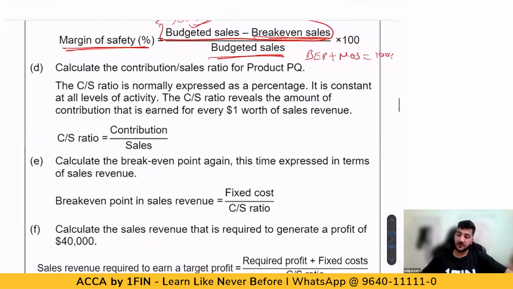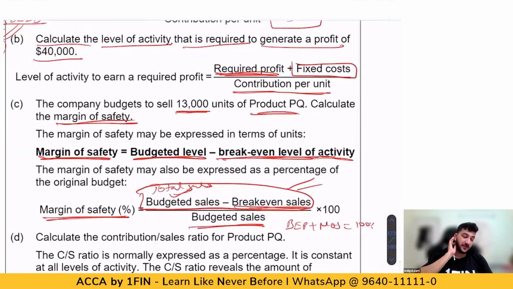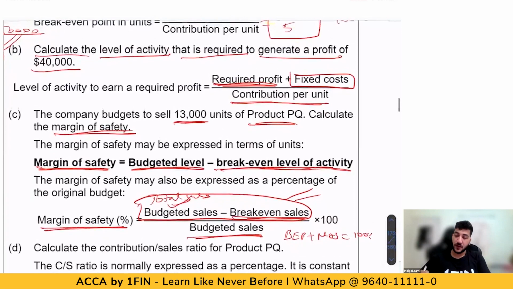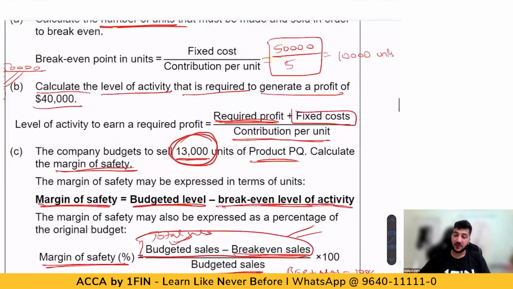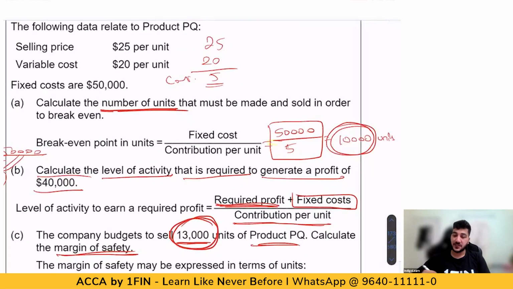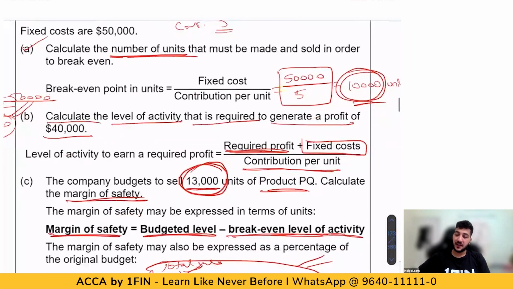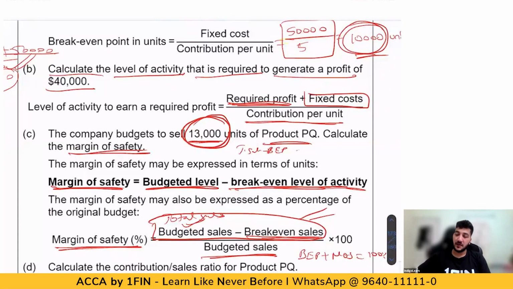We'll calculate this. So tell me, what is the margin of safety? If the company budgets to sell 13,000 units, and we have already calculated the BEP point, that is 10,000 units. In the first part, we calculated BEP as 10,000 units. Margin of safety is nothing but total sales minus BEP sales. How much will it be? 13,000 minus 10,000. That is 3,000 units. 3,000 units is my margin of safety in units.